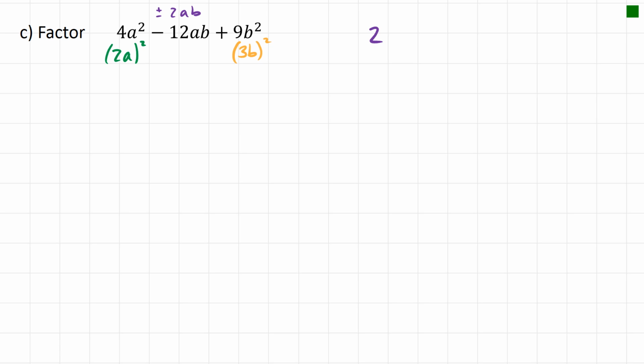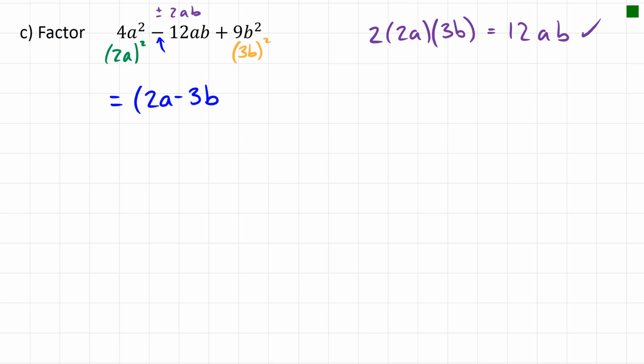And if this middle term is plus or minus 2ab, then it's a perfect square trinomial, and I can factor this pretty quickly. So let's start with 2 times a is 2a, and times b is 3b. Multiply those together, I get 12ab. Well, great, that works. So this is a perfect square trinomial, which means I can just go right ahead and factor it as 2a, and I'm going to use minus 3b, squared, and I'm using that minus because the middle term in the original trinomial is negative.